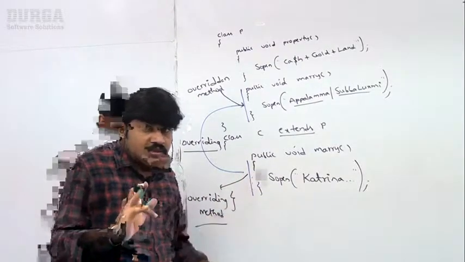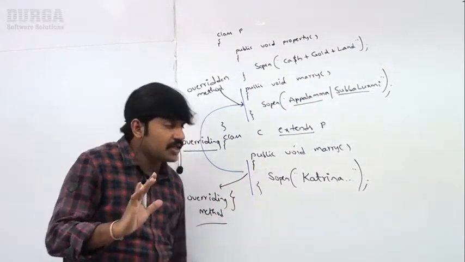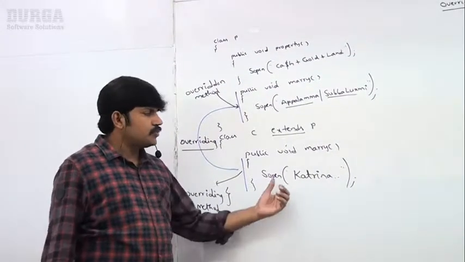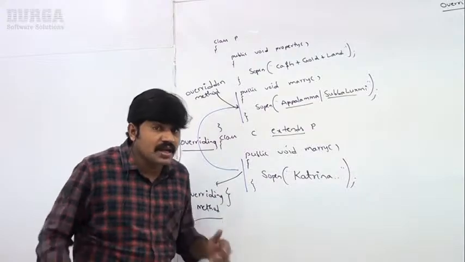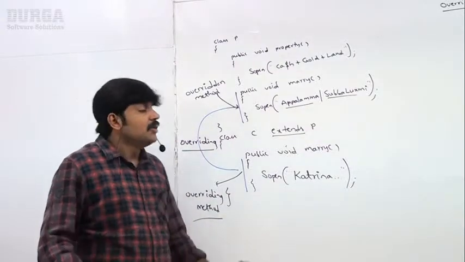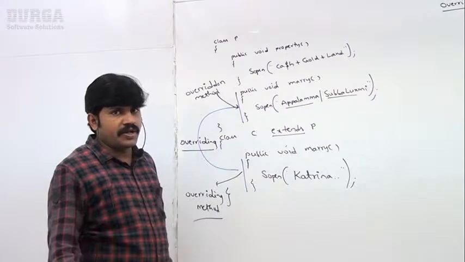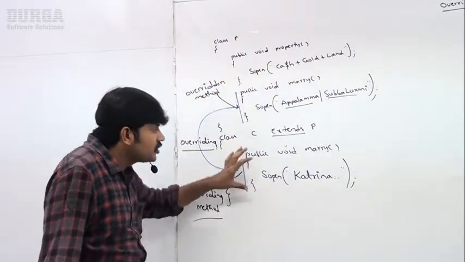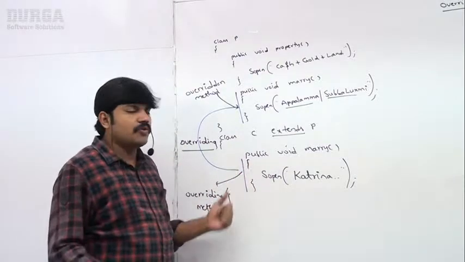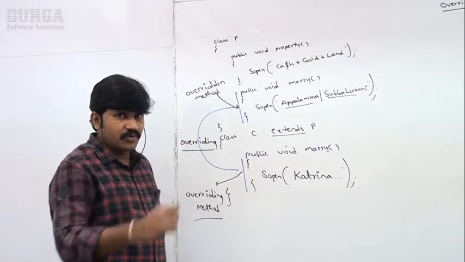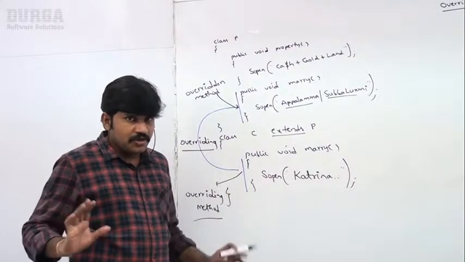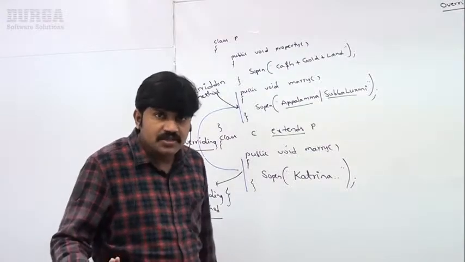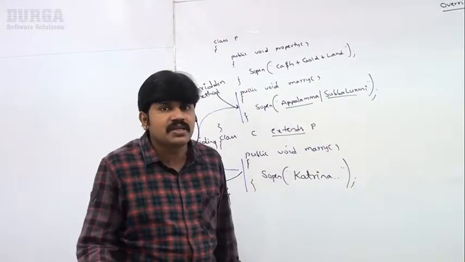Take special care about this point. Whatever method the parent has by default available to the child through inheritance, if the child class is not satisfied with the parent method implementation, then the child is allowed to redefine it, which is nothing but overriding. The parent class method which is overridden is called the overridden method. The child class method which is overriding is called the overriding method. That's all, this is overriding. Are you able to understand? If the child is not satisfied with the parent method implementation, the child is allowed to redefine it.